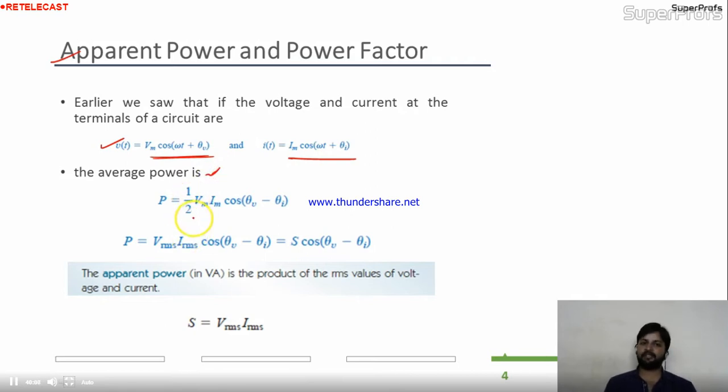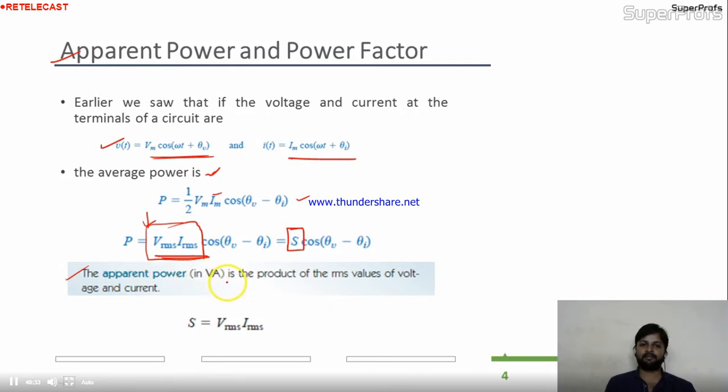I think you remember this now: 1 by 2 Vm Im cos(theta V minus theta I), the angle between voltage and current. In terms of RMS also we have seen the formula: P is Vrms Irms cos(theta V minus theta I). This term I can replace with S, and this S is nothing but the apparent power.